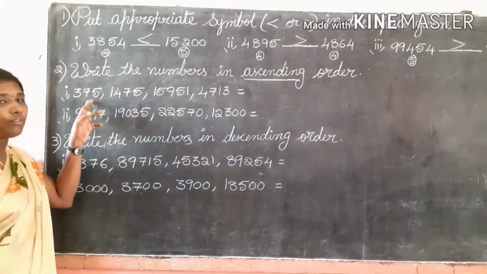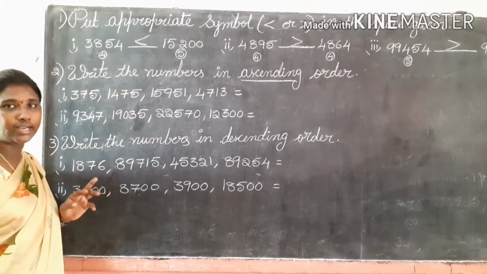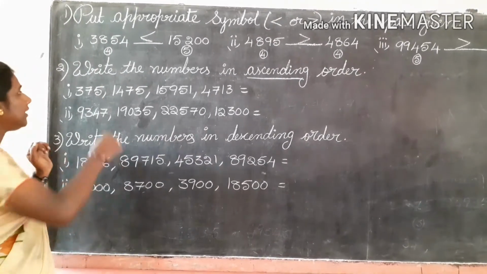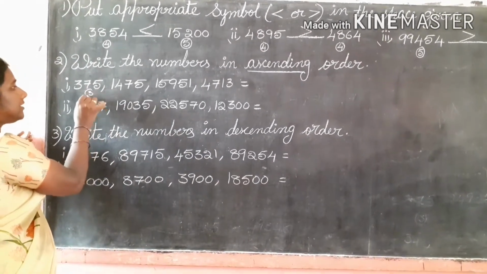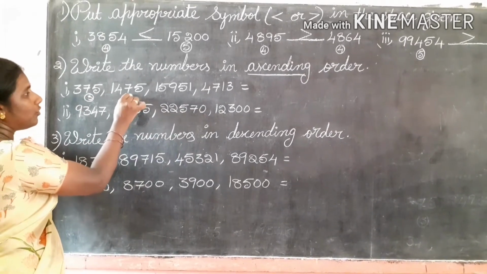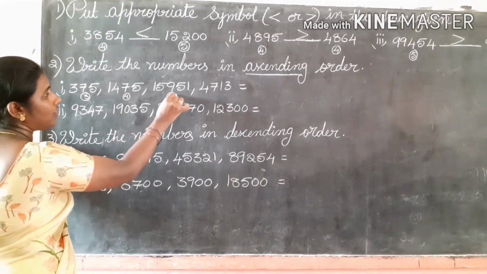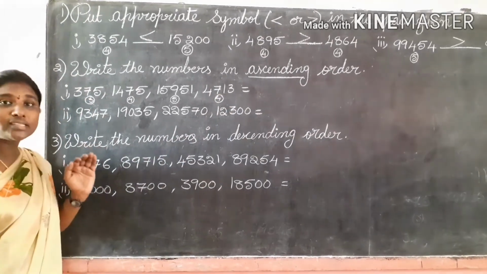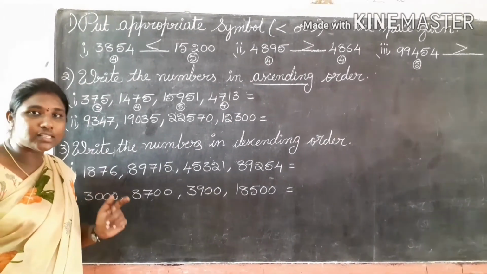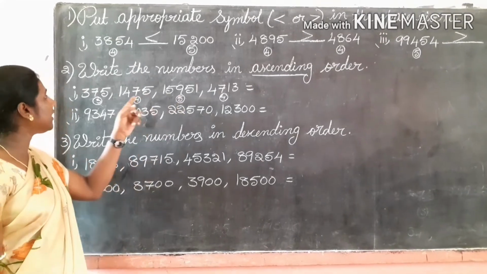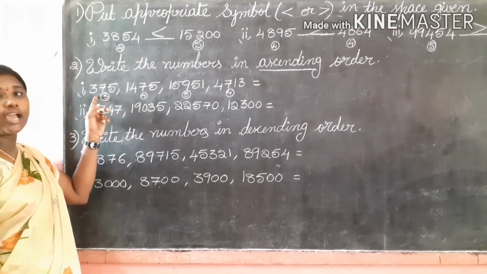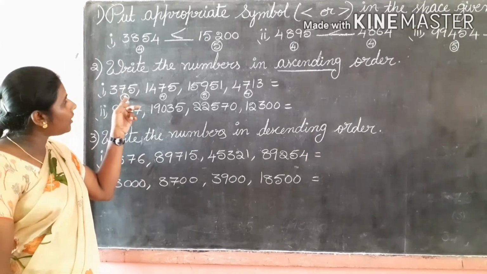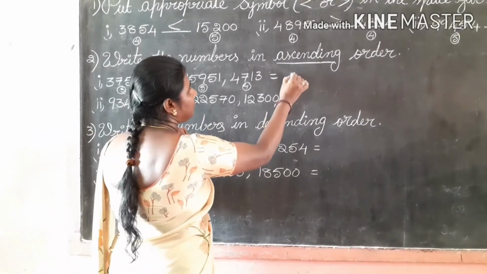Now, while we are writing from the smallest number to the greatest number, first we have to write the number of digits. Here the first number contains 3 digits, next one contains 4, next one contains 5, next one contains 4. Which number contains fewer digits? That is the smallest number. 375 has only 3 digits. Then we have to write 375 first.